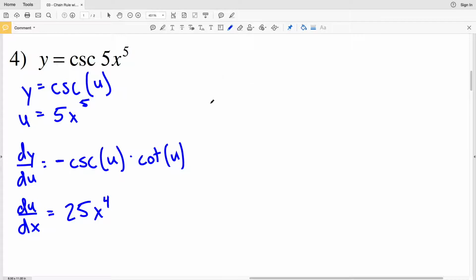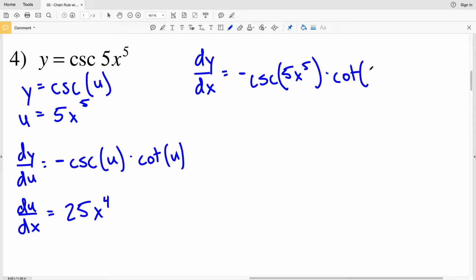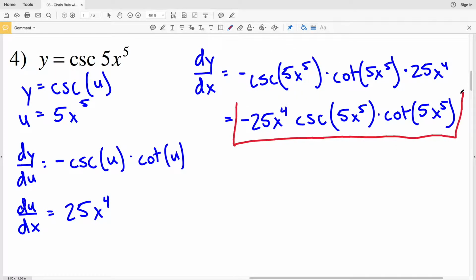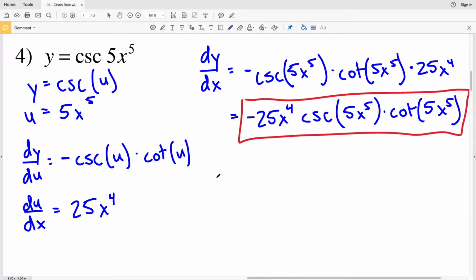So multiplying all of this out and plugging u back in, the derivative of y with respect to x is going to equal negative cosecant of 5x to the 5th times the cotangent of 5x to the 5th times that derivative of 5x to the 5th, which is 25x to the 4th. Now simplifying, I'll put this negative with my 25x to the 4th. So I'll have negative 25x to the 4th times the cosecant of 5x to the 5th times the cotangent of 5x to the 5th. That is my derivative in number 4. Let's continue on to number 5.